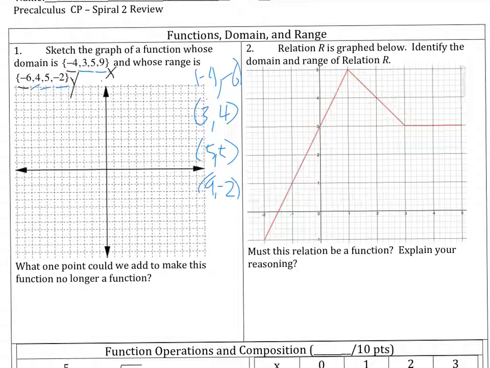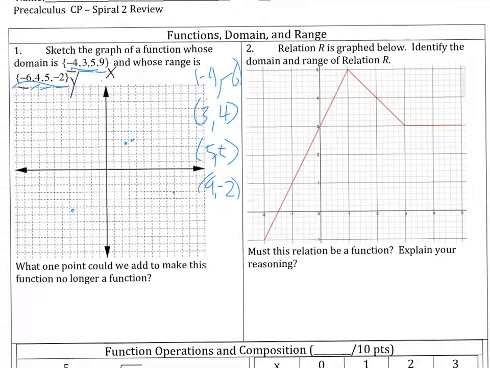So if you were to do this, you end up at the point -4, -6, somewhere down here, 3, 4, somewhere up here, 5, 5, like that, and 9, -2, somewhere down there. And this would be fine as a function. There are no overlapping points, and all of the x values and all of the y values are represented.